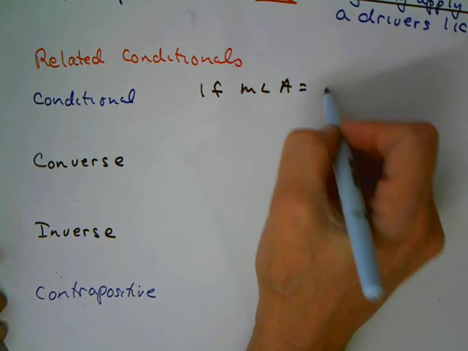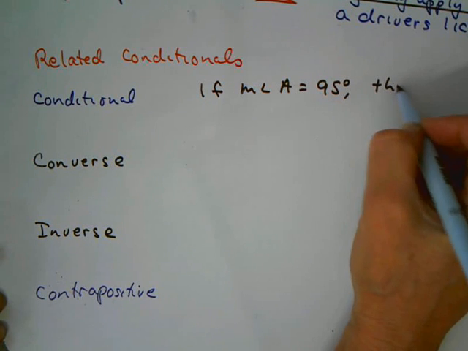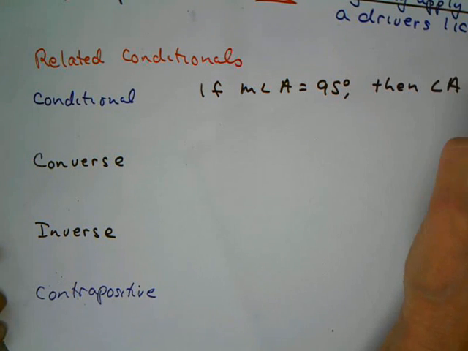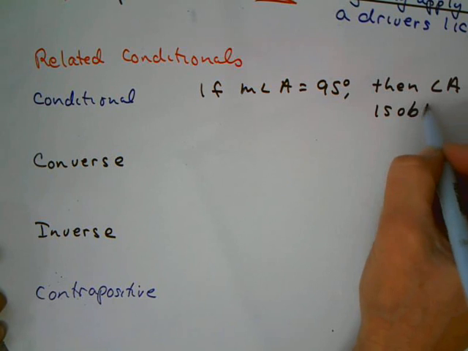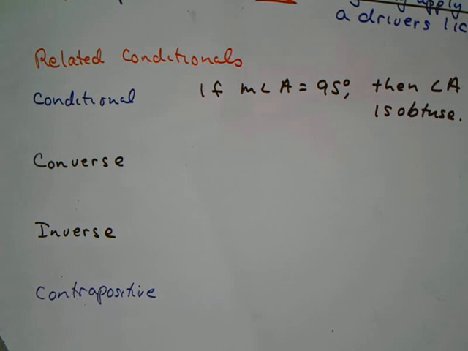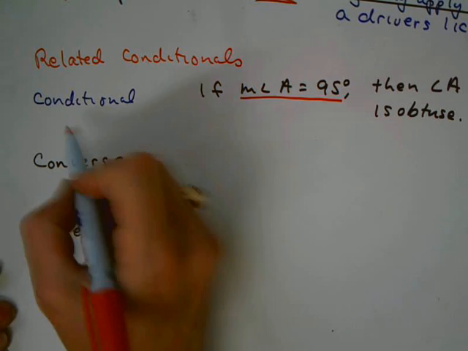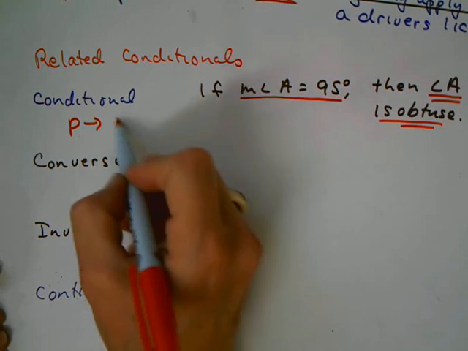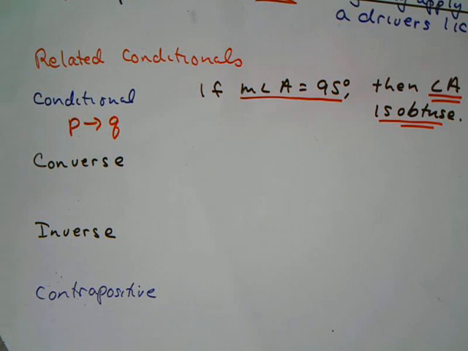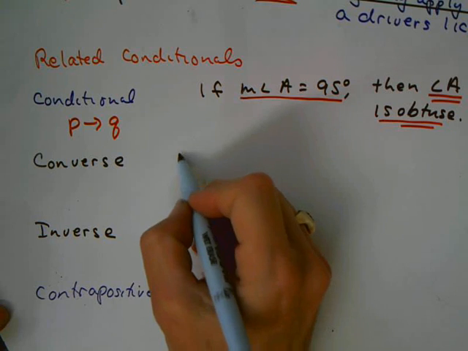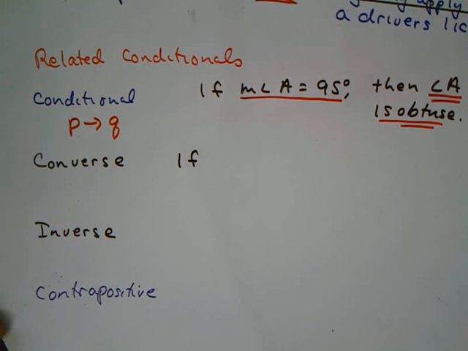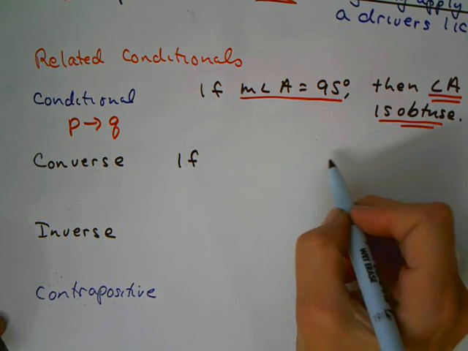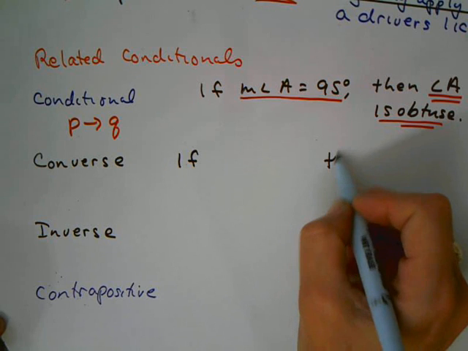Now, conditionals, we can look at it a lot of different ways. I'm sure you've had discussions with people who've kind of dazzled you with the way they've thrown in the words not and if and all that sort of thing. So let's start with a conditional. If the measure of angle A equals 95 degrees, then angle A is obtuse. Okay, so there's a conditional statement.